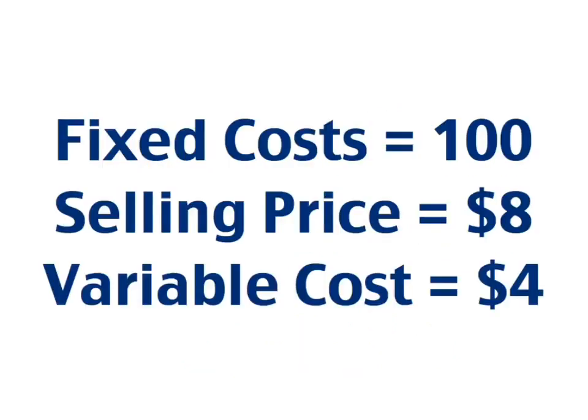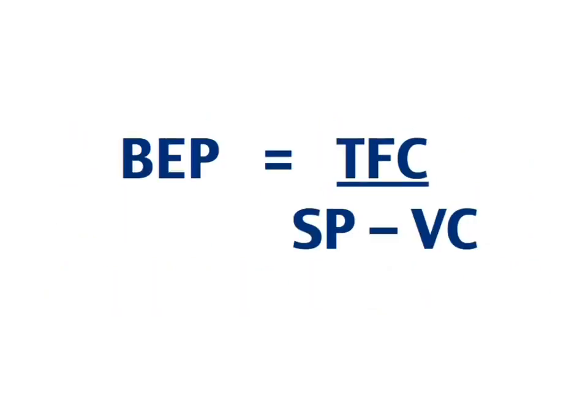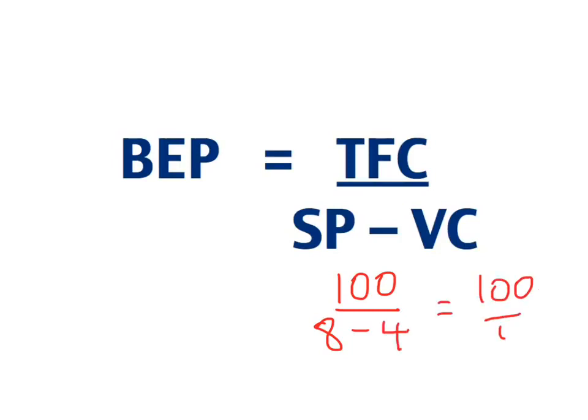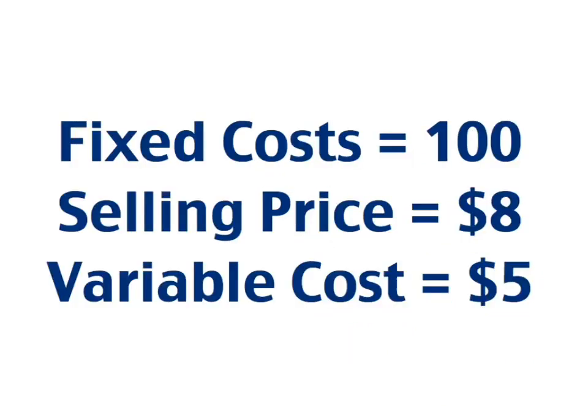So I'm going to look at this example where my fixed costs are $100. I sell a product for $8, which costs me $4 to buy. If I just put those numbers into this equation, I get that my total fixed costs were $100, my selling price was $8, and my variable cost per unit was $4. That's 100 divided by 4. And that means I would need to sell 25 units in order to break even. If I sell less than 25 units, I actually make a loss. If I sell more than 25 units, I start to make positive profit on this particular product.